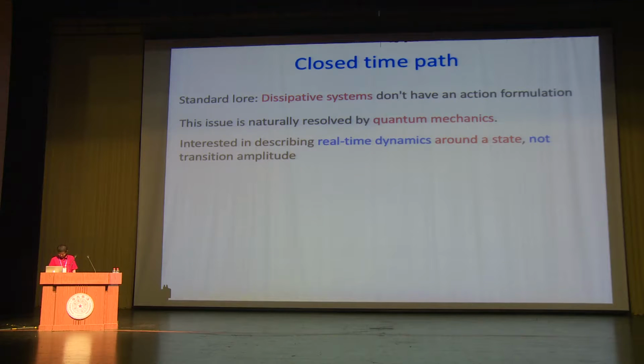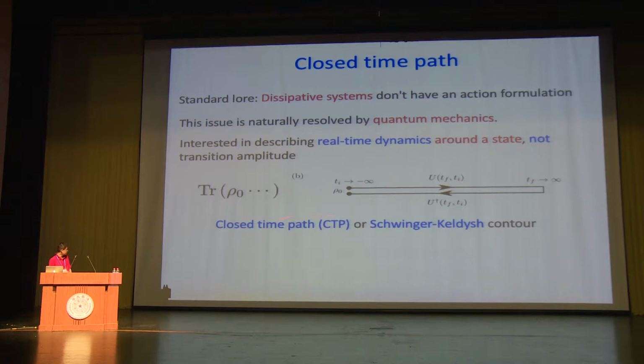Instead, you have to use the so-called closed time path. If you want to consider the expectation value in some state, say in some general density matrix, what you should do is take your path integral from minus infinity to plus infinity, and then evolve back, so that you take the expectation value in the same state, not as a transition amplitude. Such a formalism will automatically take into account dissipation or fluctuation in whatever density matrix you are in. This is normally called the closed time path or Schwinger-Keldysh contour.